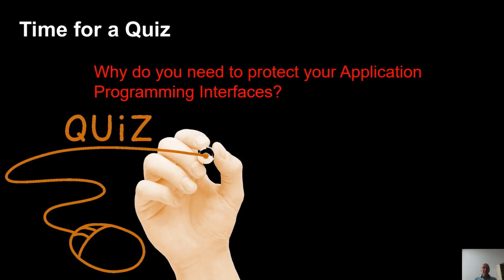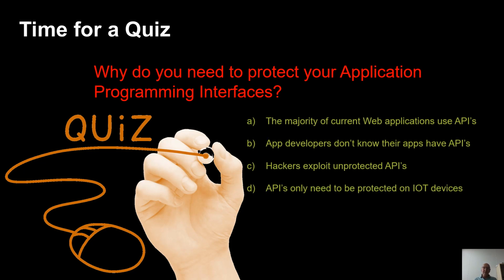And you might ask yourself the question, why do you need to do that? Well, actually, that's the question that I'm asking you. So why do you need to protect your application programming interfaces? And the possible answers are, maybe it is because the majority of current web applications use APIs. Maybe it is because application developers don't know their applications have APIs. Maybe it is because hackers exploit unprotected APIs. Or maybe you shouldn't worry so much and only have to protect your APIs on IoT devices. Think a few seconds about this.